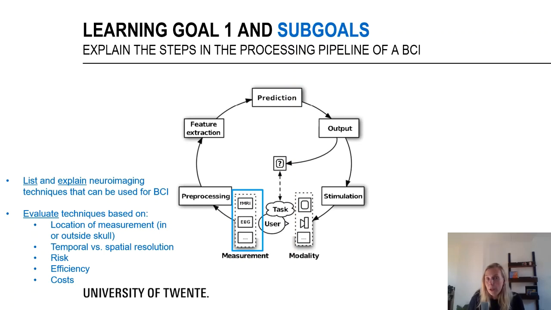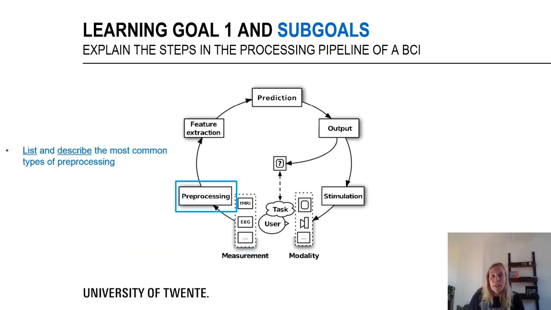What do I want you to learn about this measurement? You have to be able to list and explain neuroimaging techniques that can be used for BCI. And I would like you to be able to evaluate the techniques based on the location of the measurement. Is it inside or outside the skull? What is the temporal versus the spatial resolution? What are the risks of the different measurement? How efficient is it to use this type of measurement? And what are the costs of the measurement? More or less, not exactly. Okay?